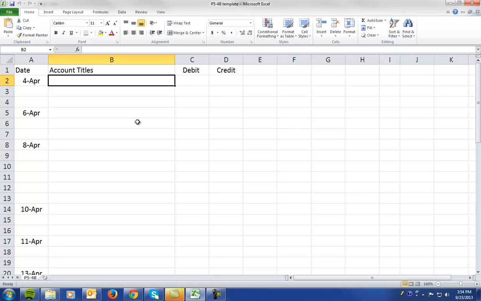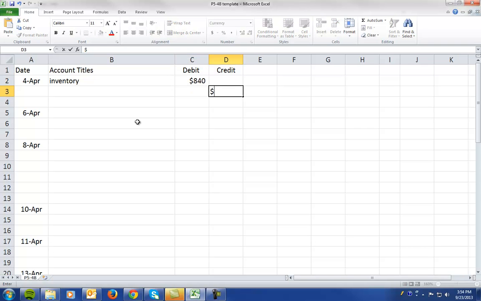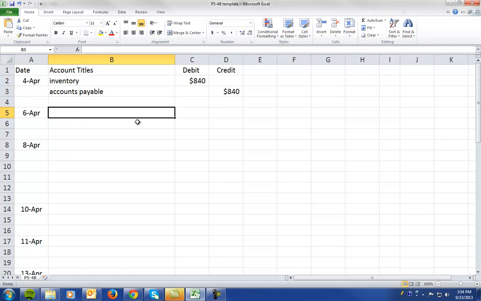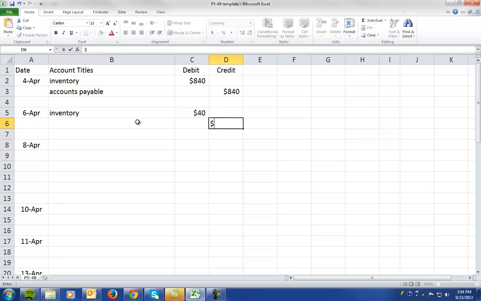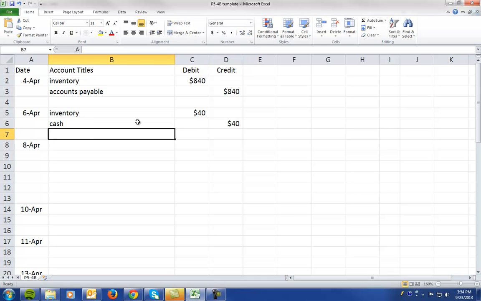So the shipping terms are 2/10, net 30, meaning that this Diaz gets a 2% discount if they pay the bill within 10 days. So the first transaction is a debit to inventory for $840 and a credit to accounts payable for $840. Then on the 6th, they assume that the shipping is paid, and that's $40. So when the buyer pays for shipping, that's added to the cost of inventory, and we credit cash.